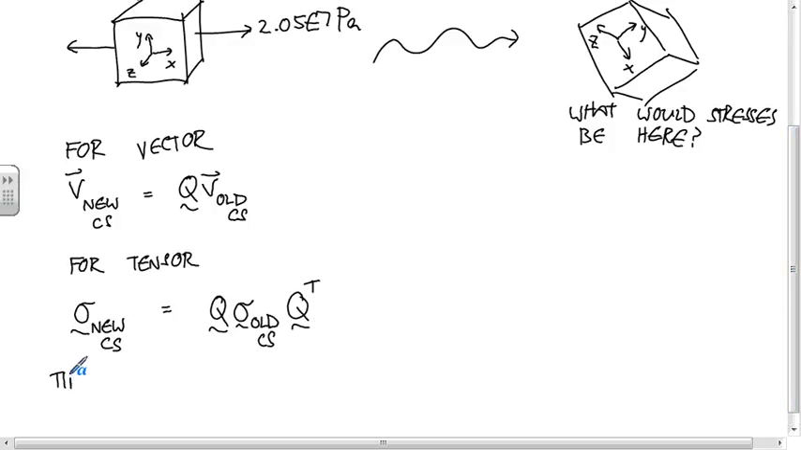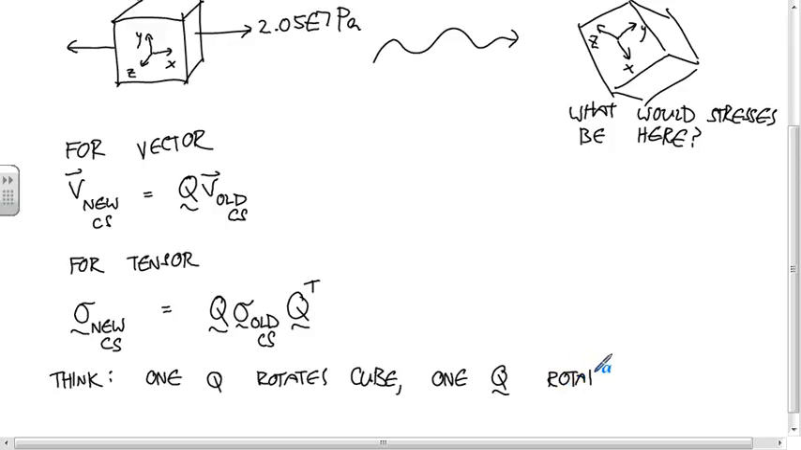And you can think of it this way. One of those two Q's rotates the cube, and one of those two Q's rotates the vector on each face. On each face of the cube. Okay.